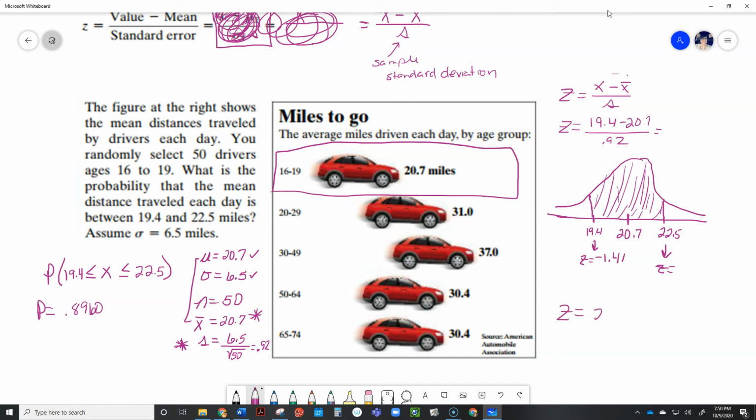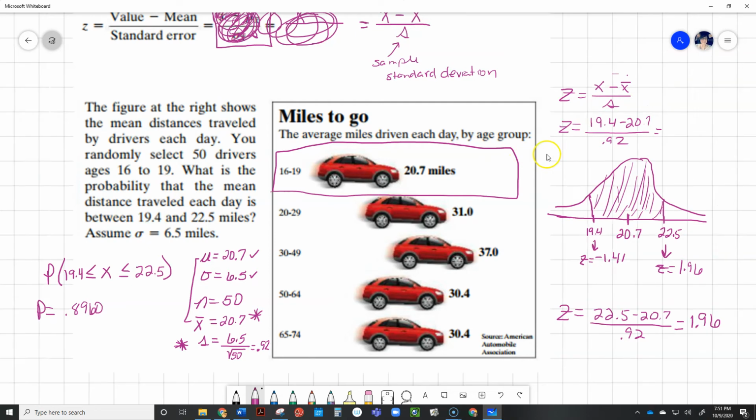This z-score is 22.5 minus 20.7 divided by 0.92. And I get a z-score of 1.96. So now I look up the area for 1.96.